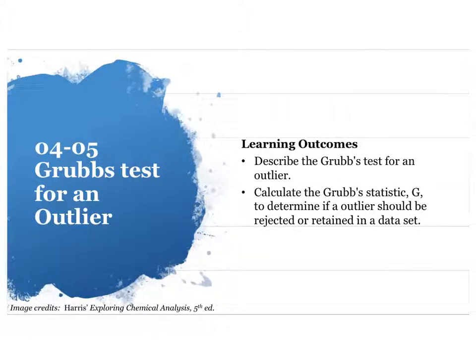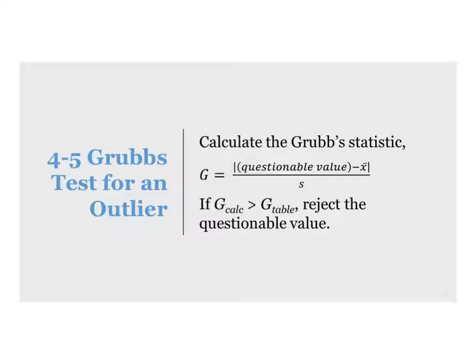In this lecture, we're going to use the Grubbs statistic to determine if an outlier should be rejected from a data set or retained. The Grubbs test is applied to a result that is fairly distant from the mean for the data set.